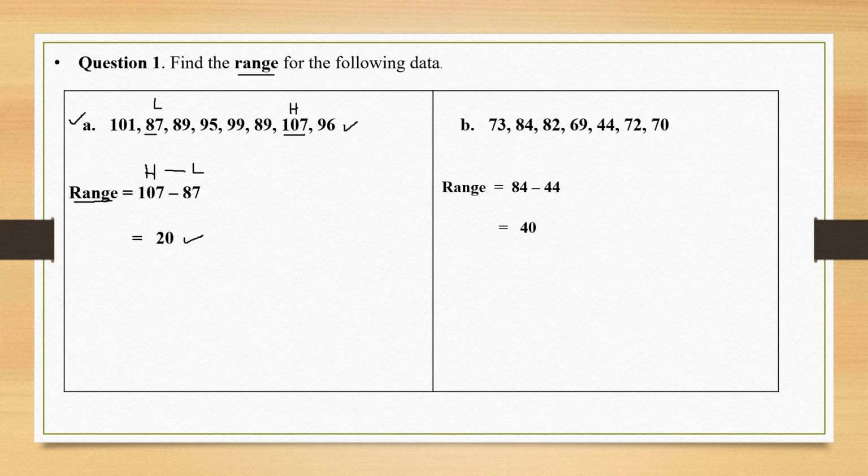Now look at part B. In part B, to find the range of the data, we again take the highest value minus the lowest value. In this data set, the highest value is 84 and the lowest value is 44. So 84 minus 44, and the answer is 40. This is also one type of measure of variation, but right now we are going to discuss variance.